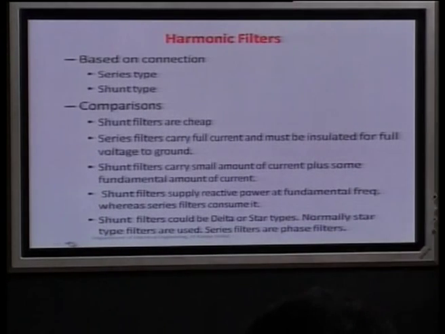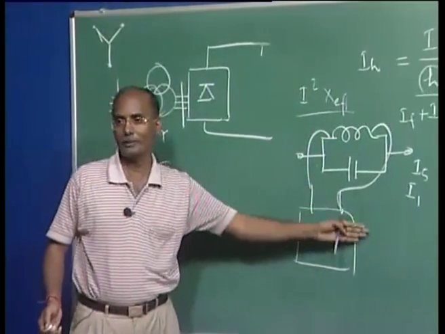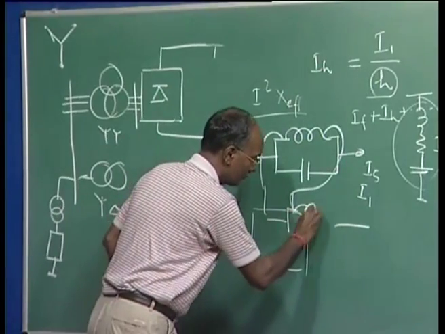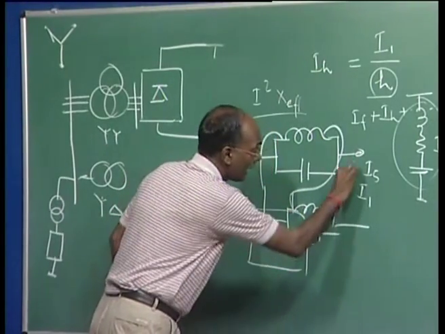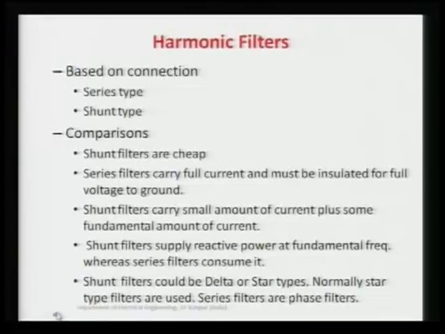However, for the series filters there is no option; you cannot have delta and star, it is phase-wise, so it will be phase connections. A single phase here, then a similar phase for A, here for B, and then for C as well. So they are in the phase.